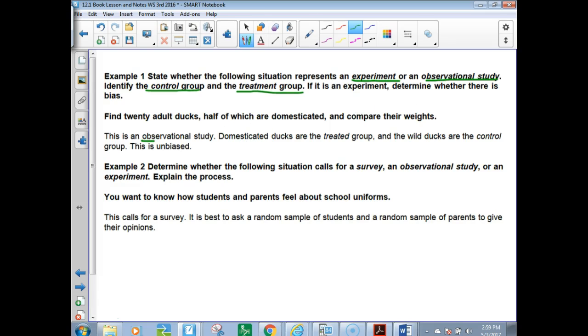This is simply an observational study. You're just watching. But the domesticated ducks are the treated group because they've been domesticated. Something's been done to them compared to the wild ducks. So the wild ducks are the control group. Is this bias? No. They're just comparing their weights. They're just observing what their weights are. These are just examples that we're reviewing. Okay? We're not really doing answers here, okay?